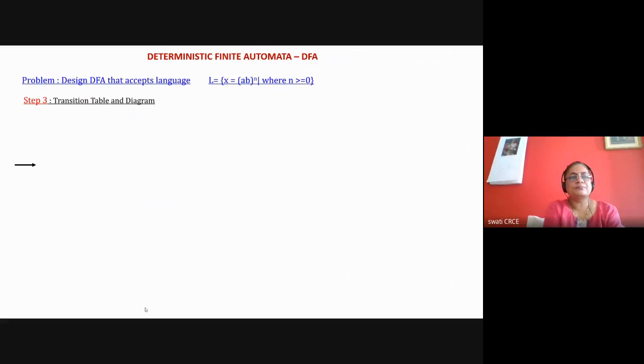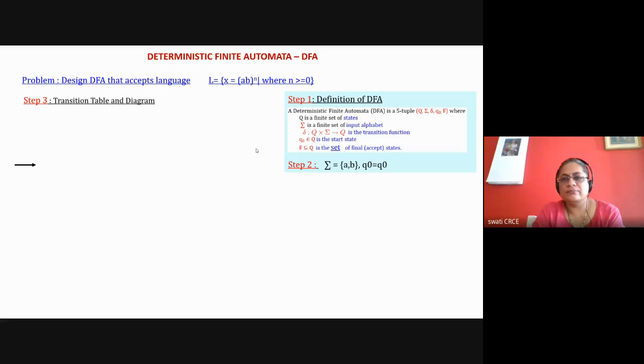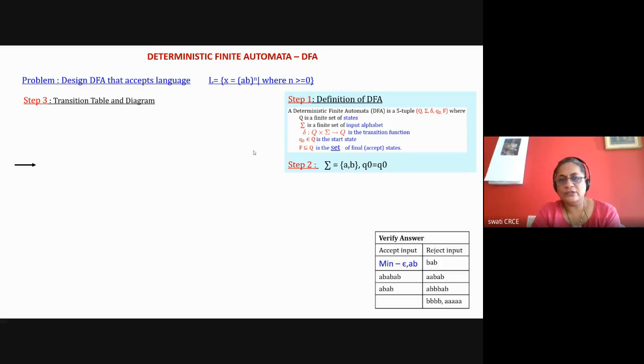So next problem. Now my string accepts the language X, where it is a group of AB, AB repeated n number of times, and n is greater than or equal to 0. N can be 0 also. So if it is 0, it means there is no input symbol. Then write down the definition, identify the minimum length string. Minimum length string is epsilon and AB. With AB it can go to the final state, with epsilon also it can go to the final state.